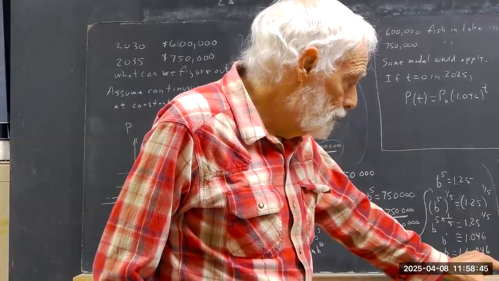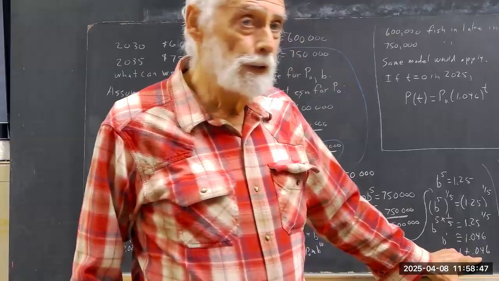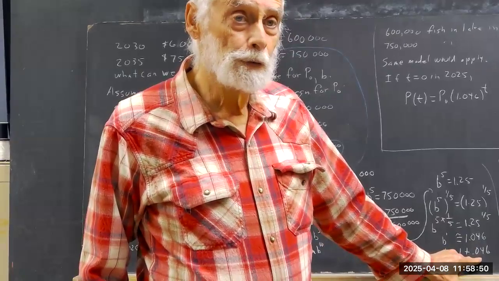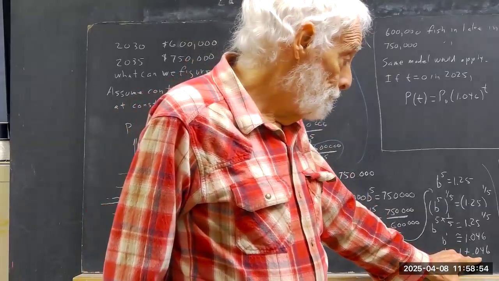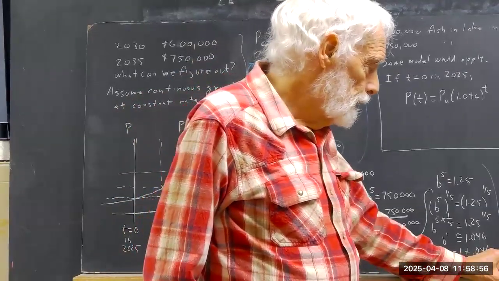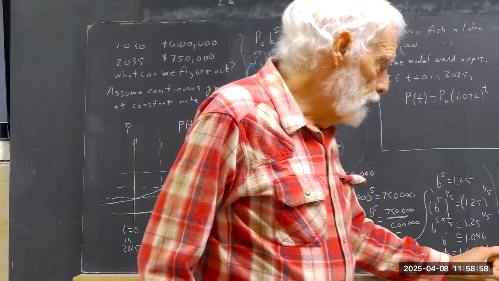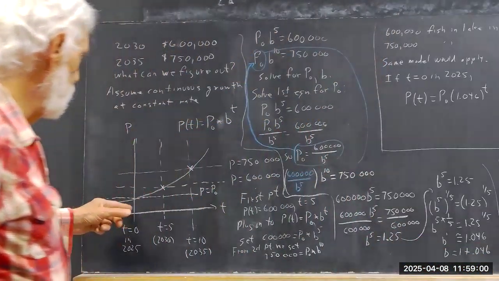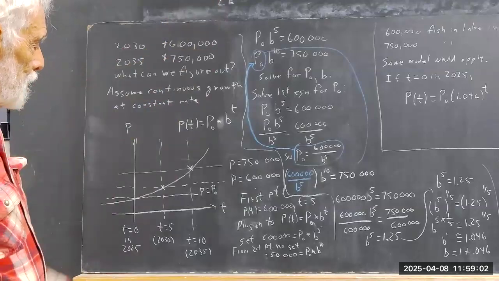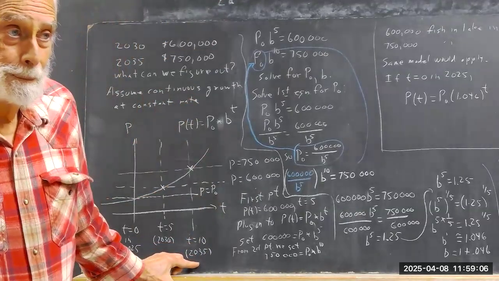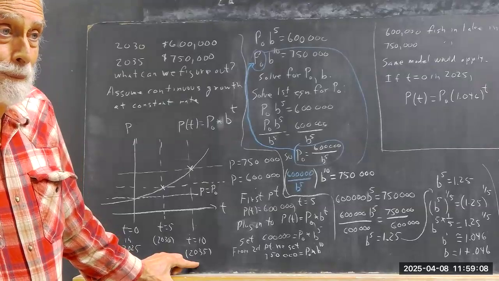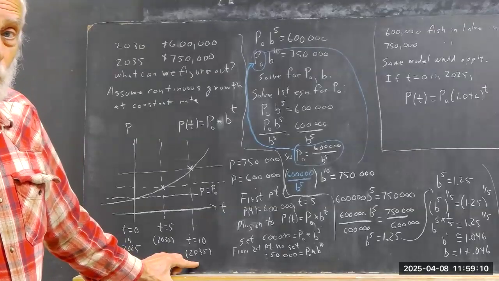Now, the other thing, we've got our effective interest rate or growth rate. We still have to find P naught if we want to extend this model, if we want to find out what we should have in 2050. In 2050, y'all are going to be that old.